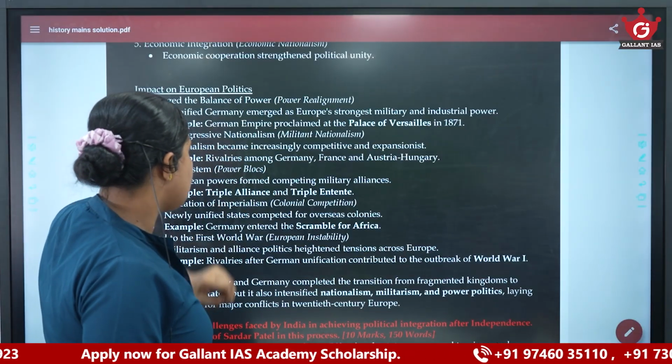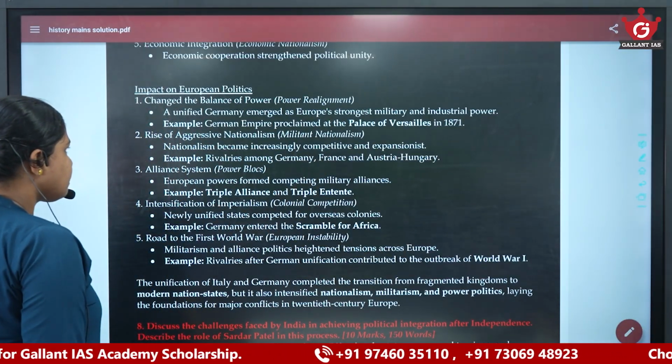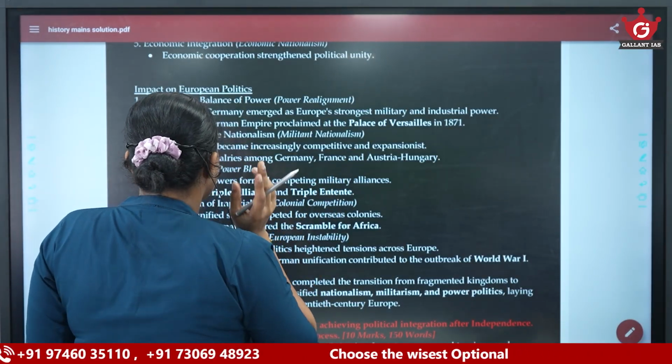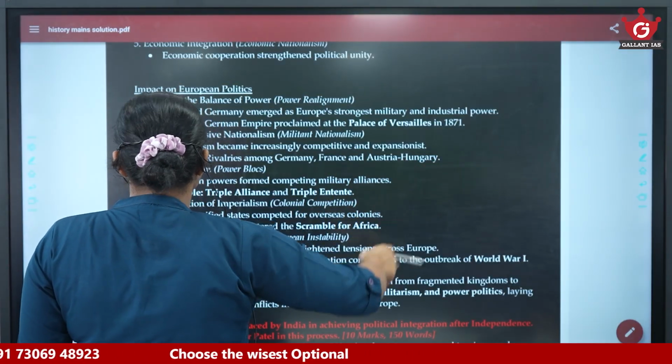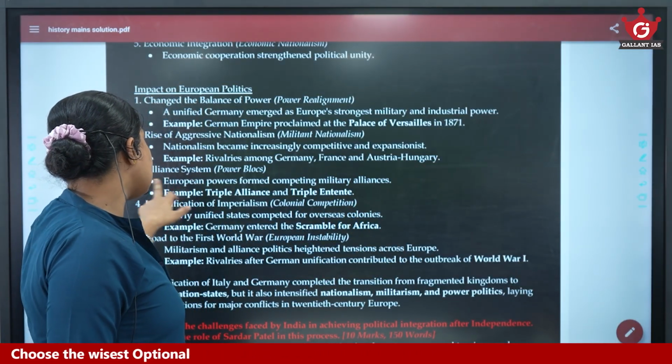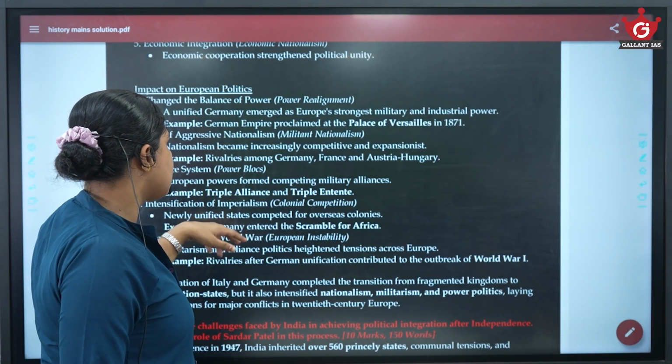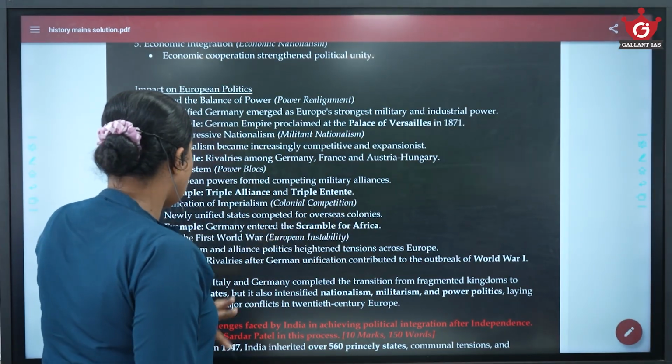Rise of aggressive nationalism, what we call the militant nationalism. It became increasingly competitive. Rivalries among Germany, France, Austria-Hungary, you can give. You should mention about this alliance system, the power blocs, how the Triple Alliance and Triple Entente were formed, you can give about this.